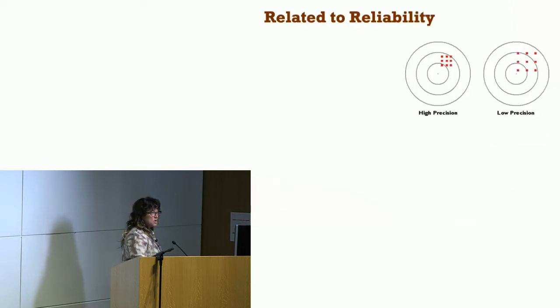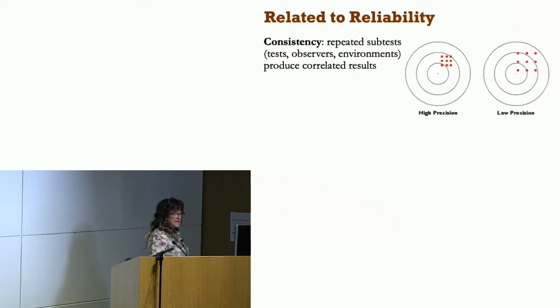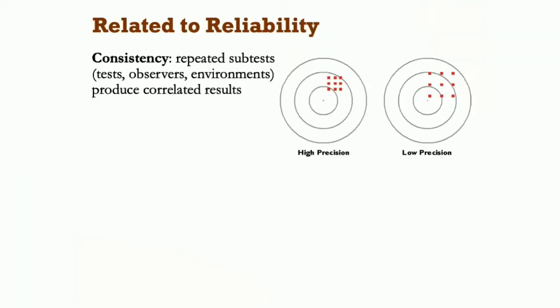Yes. And so related to reliability, we have consistency. That means that repeated subtests between tests, observers, and environments are going to produce correlated results. Not the same, but correlated. We have precision, which is freedom from random error. Here's a graphic about what high precision and low precision means. It doesn't mean that it's the right answer, but they're all getting at the same thing.